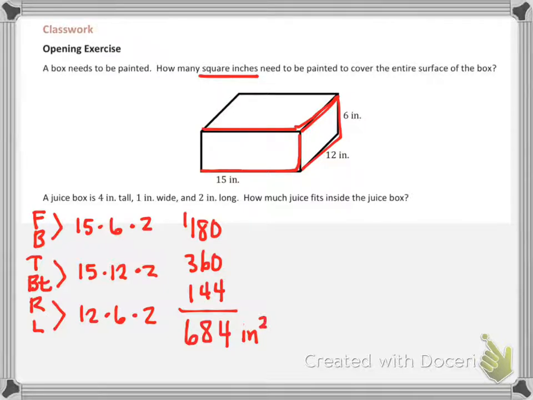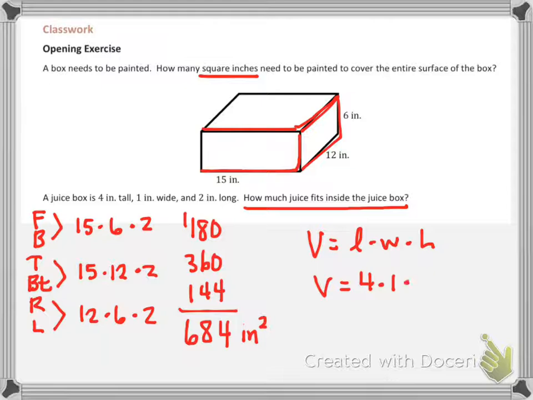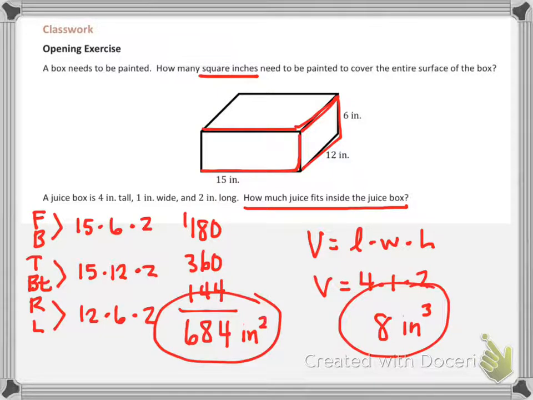Now, they give us a juice box, and they want to know how much juice fits inside the box. Well, the space inside of a three-dimensional object is volume. So remember, volume is equal to the area of the base, in this case length times width times height. So volume is 4 times 1 times 2. 4 times 1 is 4. 4 times 2 is 8. So this is 8 inches cubed because that's volume. Remember, surface area is given in square inches. Volume is given in cubic inches, in this case, cubic units.